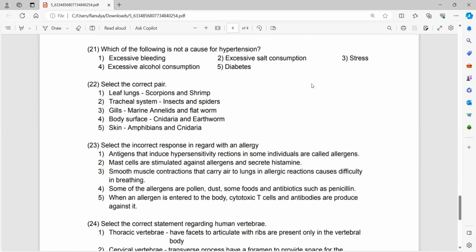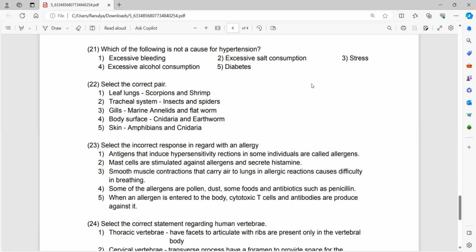Tracheal system present in insects. Lungs found in mammals, reptiles, and birds. Moist skin, amphibians, not cnidarians. Book lungs are found in spiders and scorpions. So answer number 4. 23.